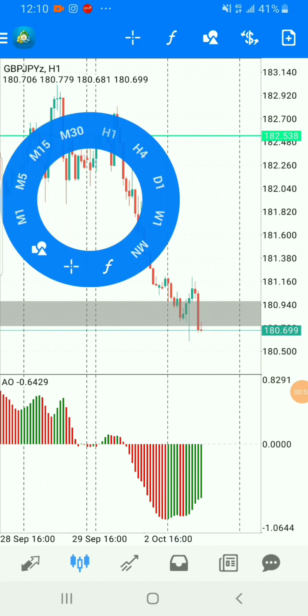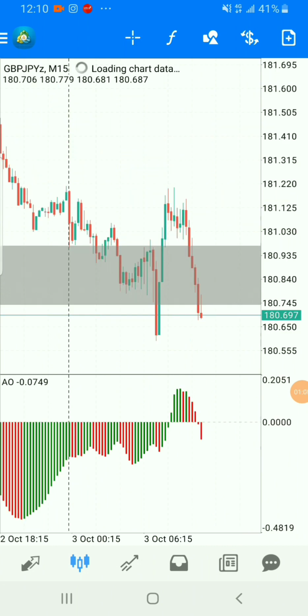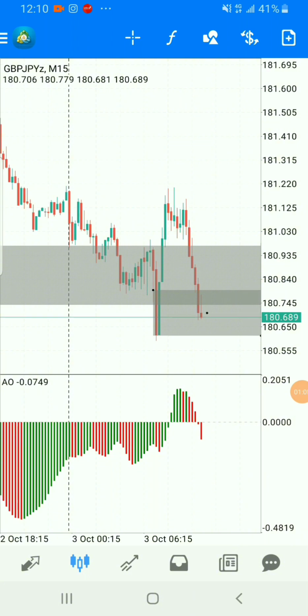So let's switch to the M15 time frame, we will see it clearer. Here it is on the M15 time frame. We are entering here on this level. The market is currently on the level, so what we are going to do now is to enter our buys.